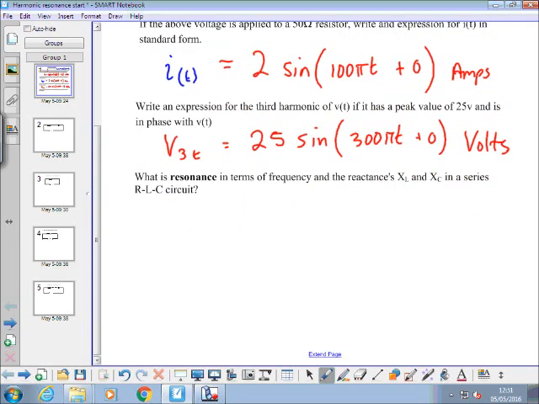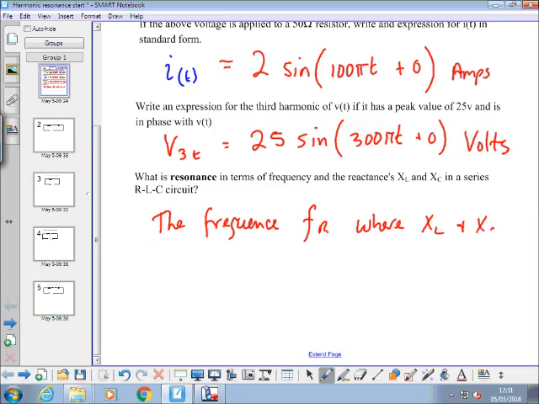And the last question: what is resonance in terms of frequency and the reactances XL and XC in an RLC circuit? What do we mean by resonance? They equal each other, don't they? XL equals XC, resonance. Yeah, at the point where it's the frequency FR where XL and XC are equal in what way, Lewis?